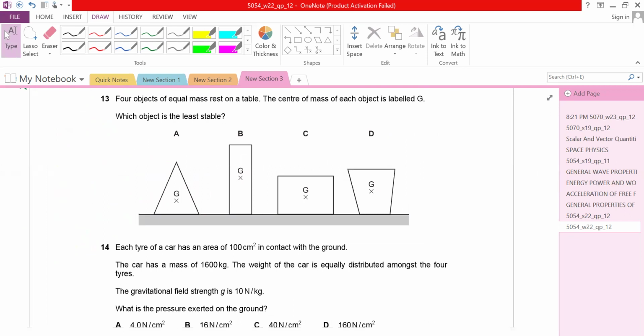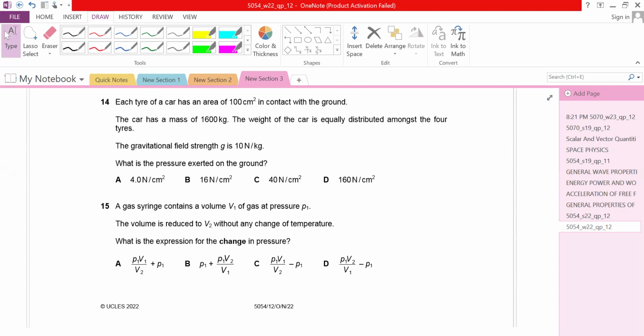Question number 13. Four objects of equal mass rest on a table. The center of mass of an object is labeled G. G is the center of mass. Which object is least stable? The object that has the highest center of mass is least stable. Option B is correct for question number 13.